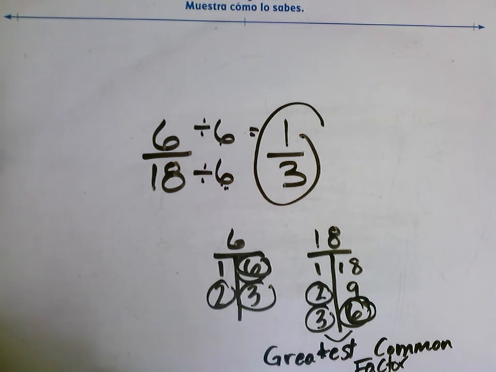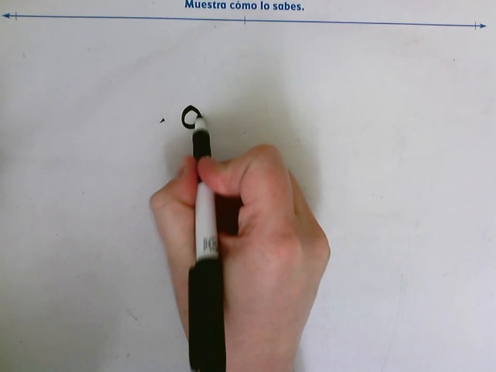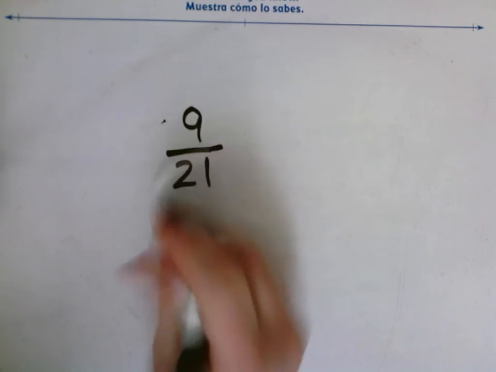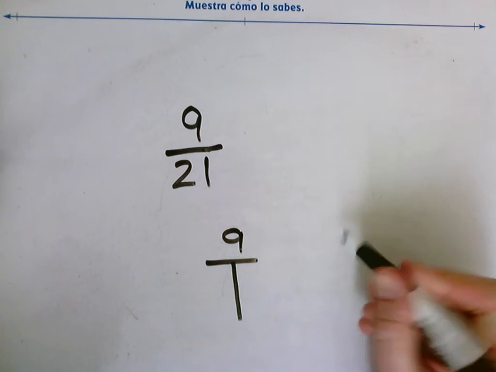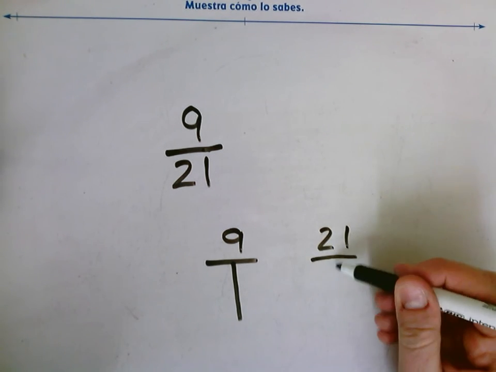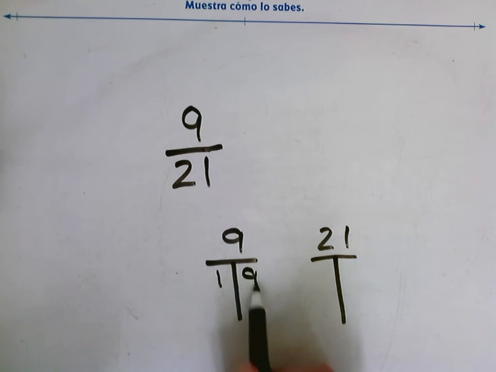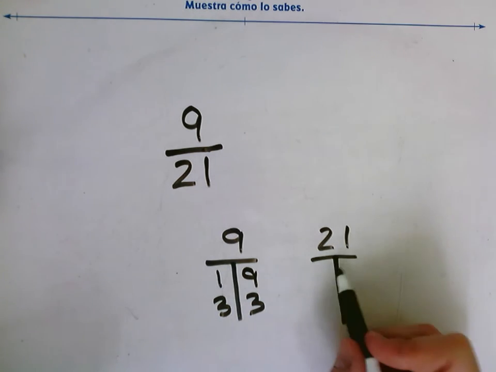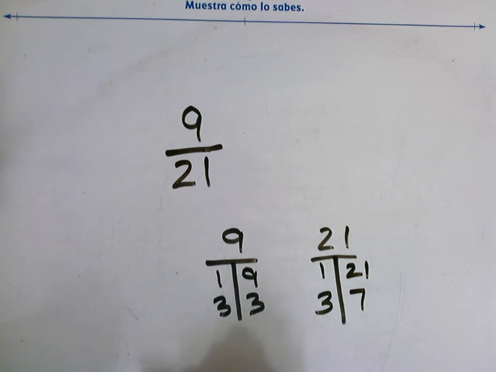Okay, let's try one more example, and then I'm going to let you work on your problems on your own. How about 9/21. That's a big denominator. 9/21. Let's put this in simplest form. So I'm going to find my factors of 9. I'm going to find my factors of 21. I'm going to see what greatest common factor they have in common. 9 is 1 times 9 and 3 times 3. Those are all my factors of 9. 21 is 1 times 21 and 3 times 7. No other factors of 21.